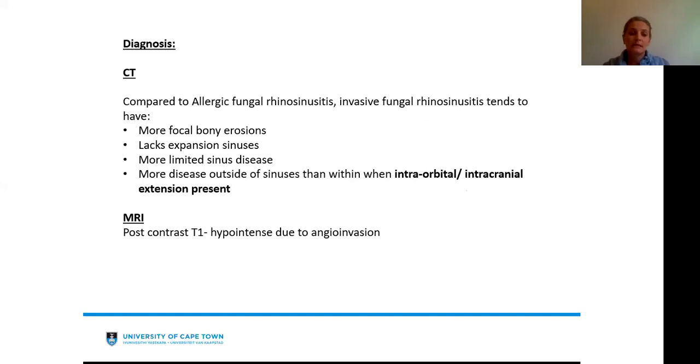The other very important aspect we've touched on, but we'll look at a bit more, is CT and MRI findings. If we compare invasive fungal sinusitis to allergic fungal rhinosinusitis, we find that invasive tends to have more focal bony erosions. It lacks that expansile sinus impression. There's more limited sinus disease evident, but there can be more disease outside of the sinuses than within when you have intraorbital or intracranial extension present. On MRI, with post-contrast T1, you might also see hypointense areas due to angioinvasion.